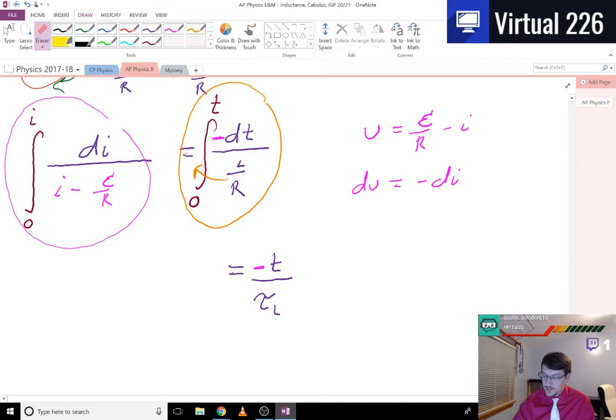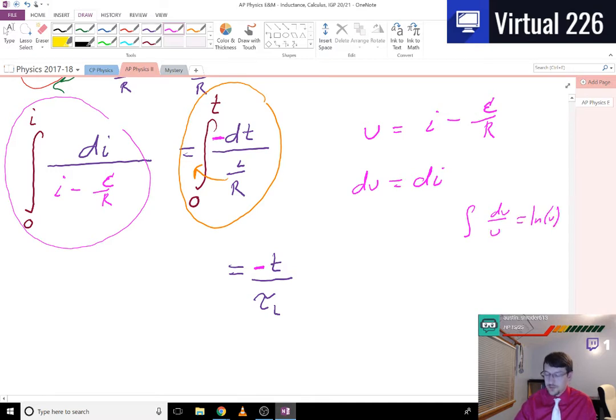By doing this, whenever I have my u du set up, my u is going to be I minus epsilon over R, and the derivative of that with respect to I is just going to be di, which I have. So this integral essentially boils down to du over u. You know that's going to be a natural log of u. Technically, Will's probably going to yell at me about this because that's an absolute value there. But whatever. Math class is there to yell at you for that.